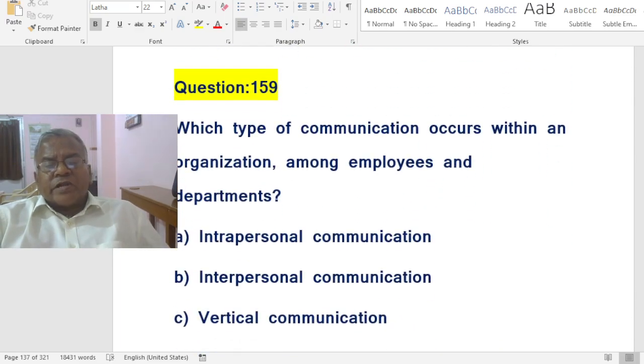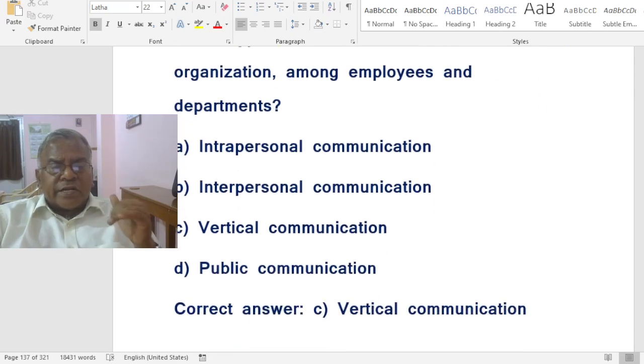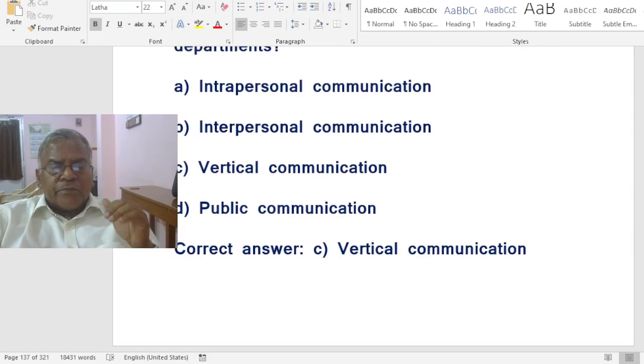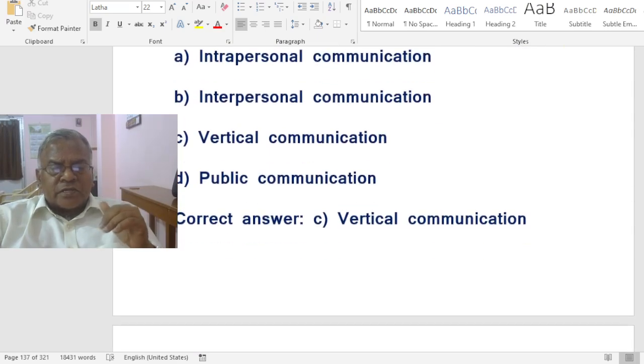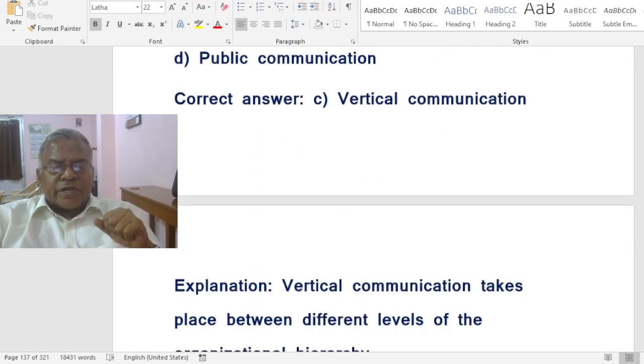Which type of communication occurs within an organization among employees and departments? A, intrapersonal communication. B, interpersonal communication. C, vertical communication. D, public communication. Among the four, which is the right one? Vertical communication.